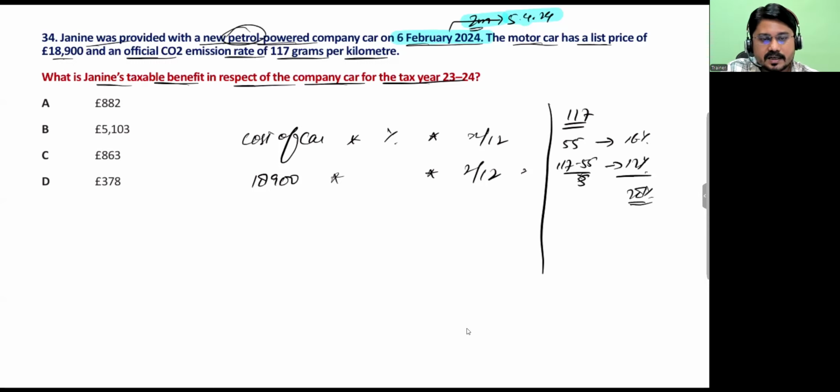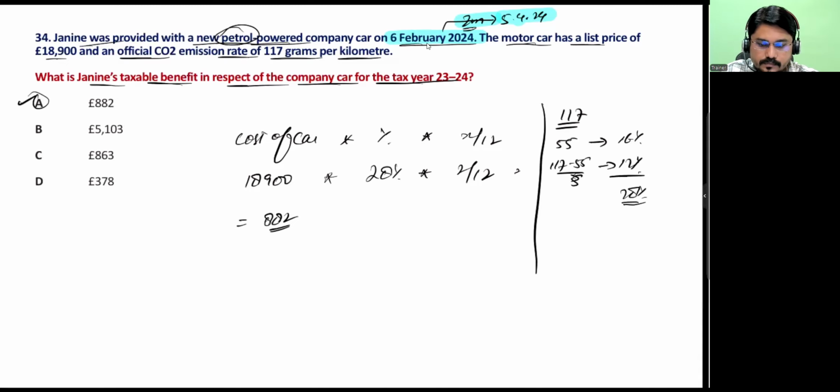If it's a diesel car not meeting RDE2, then we shall add an extra 4%. But over here, 18,900 into 28% into 2 upon 12. So that's giving us a value of 882. That's the correct answer. Car benefit is option A, 882.